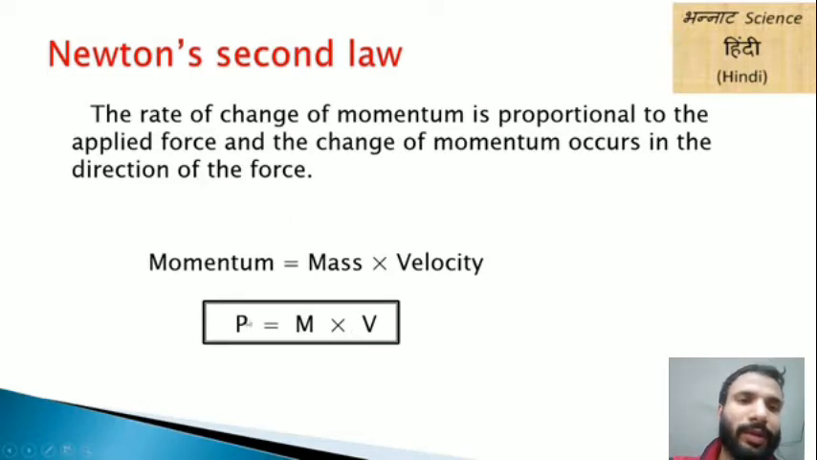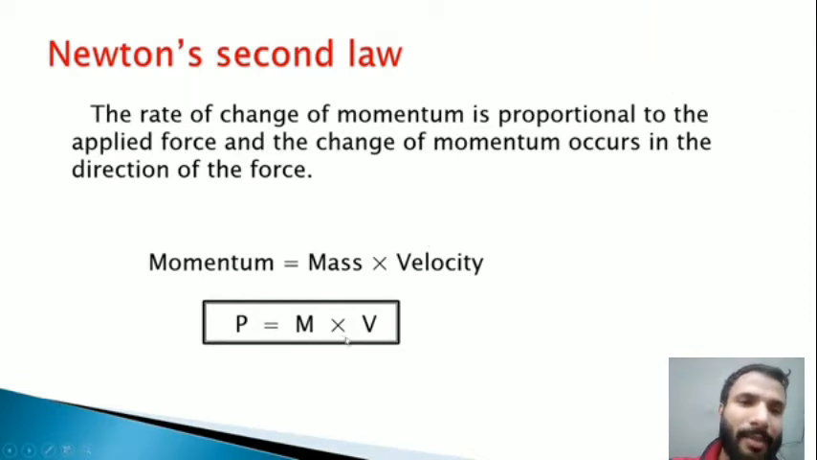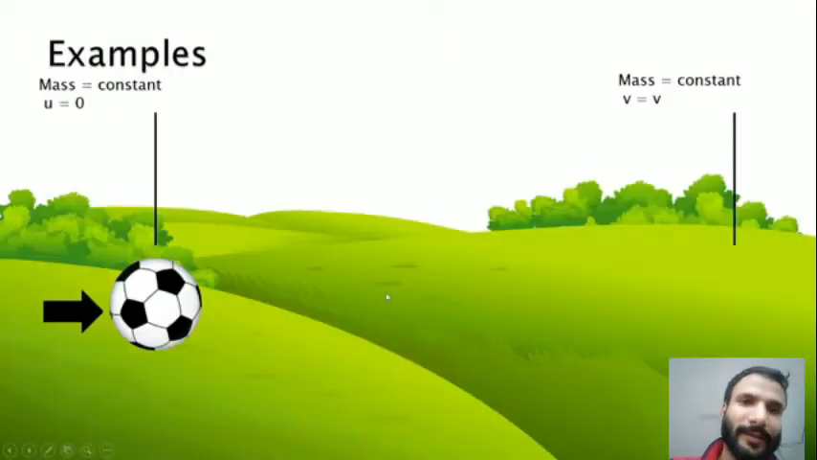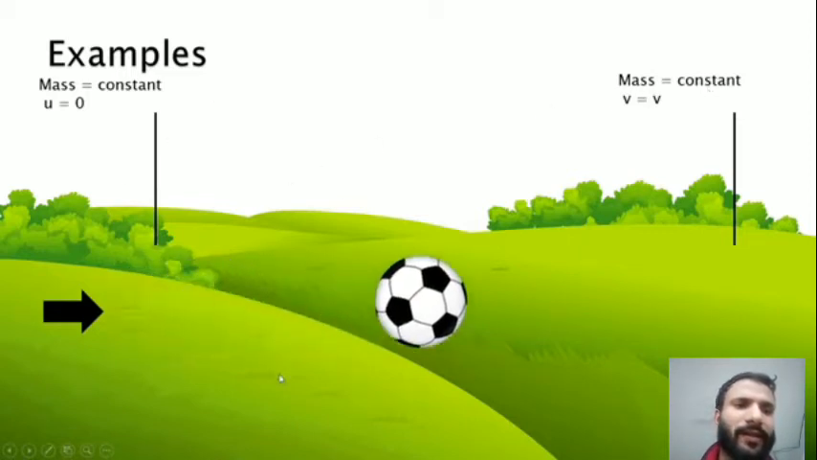Momentum is equal to mass into velocity, and momentum is represented by P, m is mass and v is velocity. For example, let there be a football kicked by someone. It has a constant mass and the initial velocity is 0. After kicking, it will travel some distance because of the accelerating force, and let the final velocity be v and mass be constant. So we will do the derivation of the second law of motion.